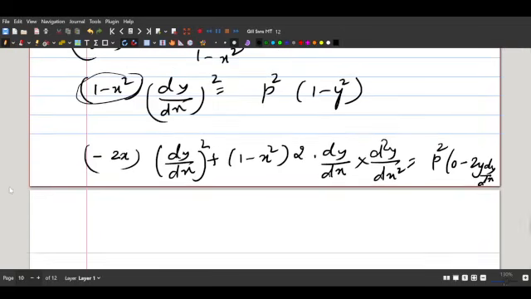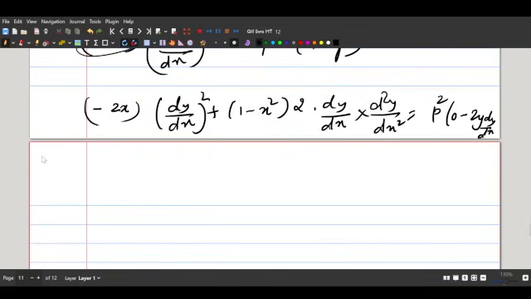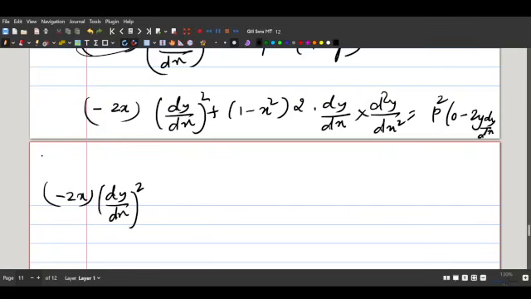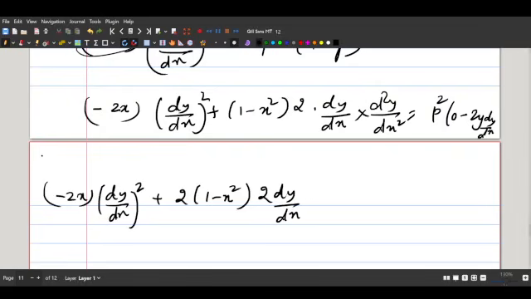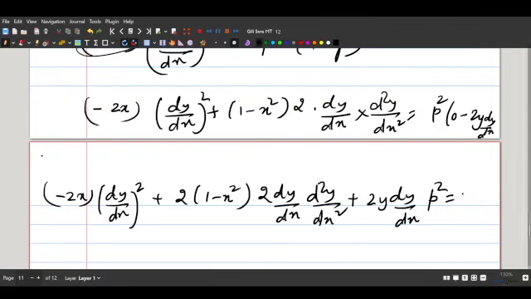Now, first of all, I'm going to shift this negative term to the other side. So I'll write minus 2x (dy upon dx) the whole square, then 2 times (1 minus x square), 2 dy upon dx into d square y upon dx square. Now p square into 0 will give you 0, and p square minus 2y, because I'm shifting to the other side, it will become plus 2y dy by dx into p square equal to 0.